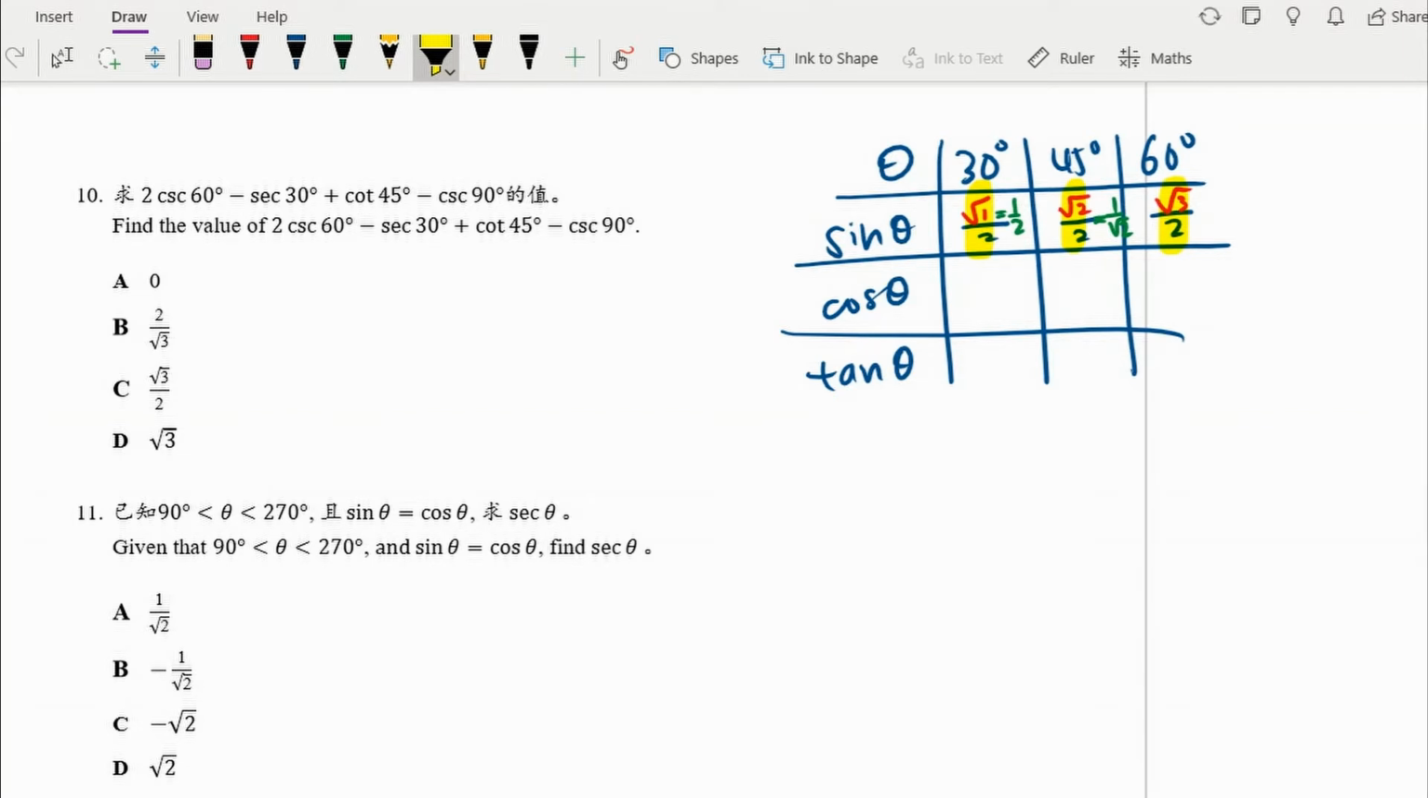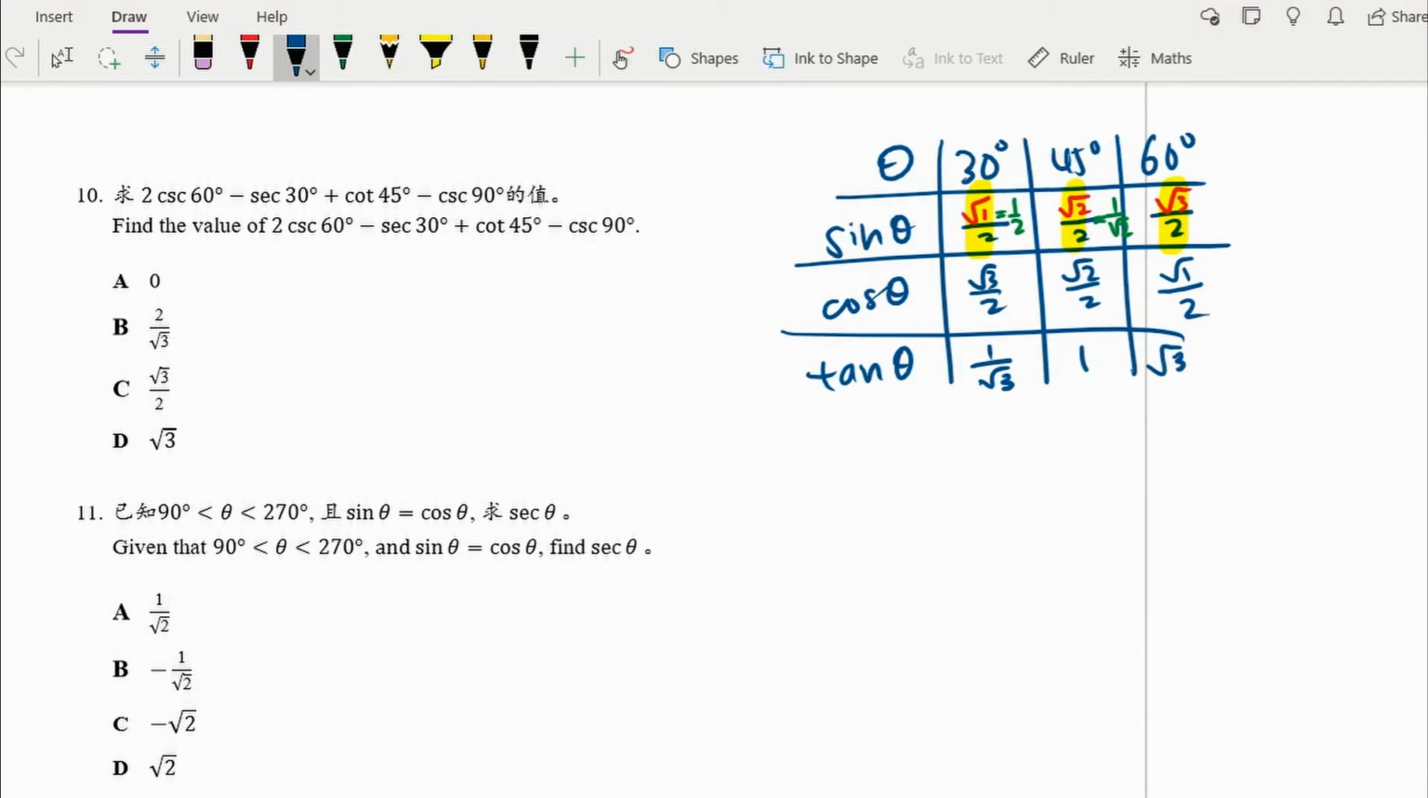Then for cos, you know that sine and cos are related by 90. They are complements of each other, so we just reverse it. So it is root 3 over 2, root 2 over 2, root 1 over 2. Very easy, right? Then for tangent, you always start from 30, 45, and 60. 30 is the smallest one, which is a fraction, 1 over root 3. For tangent, you just remember root 3. Then for 60 it is root 3, and for 45 it is 1.